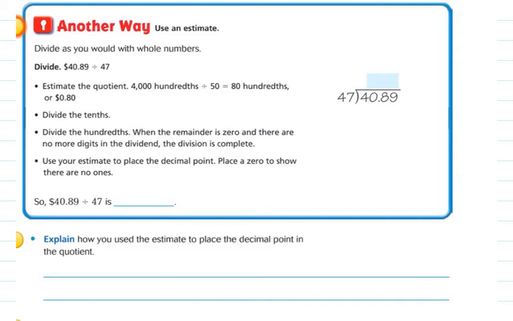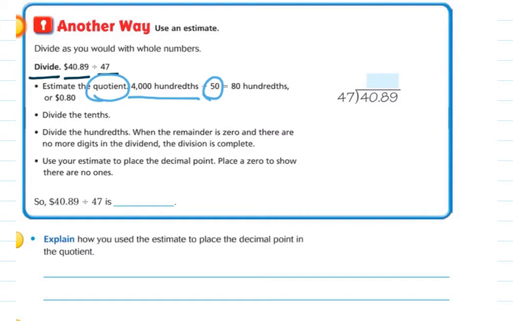Now, boys and girls, we're going to learn another strategy for solving this problem, and another strategy is an estimate. So what we're going to do is divide as we would with whole numbers. So we're going to divide $40.89 by 47. We're going to estimate the quotient, which we know is the answer, as 4,000 hundredths divided by 50, because those are compatible numbers.